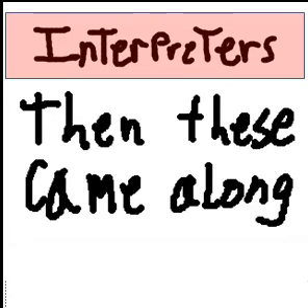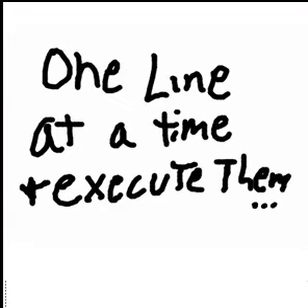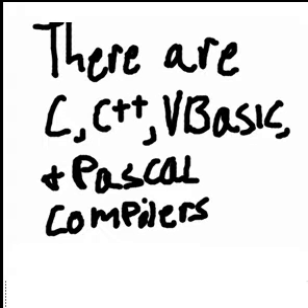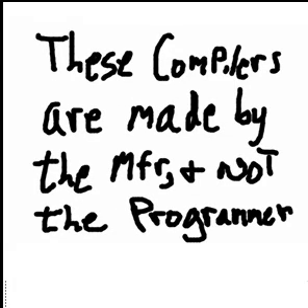Then these came along, interpreters. They would translate high-level language statements one line at a time and execute them. Also, one line at a time. There are C, C++, Visual Basic, and Pascal compilers, and many more. They translate from their language to binary code. These compilers are made by the manufacturer and not the programmer who uses the high-level language.